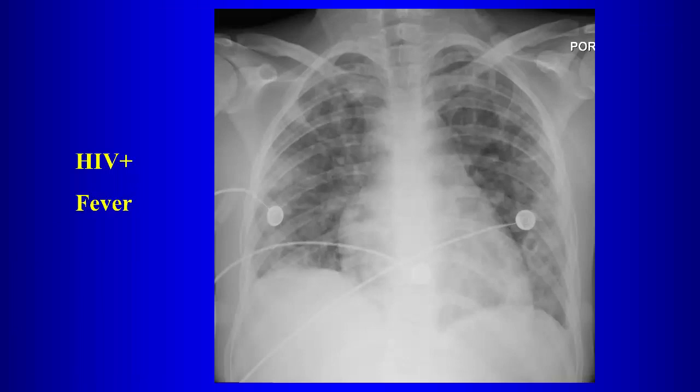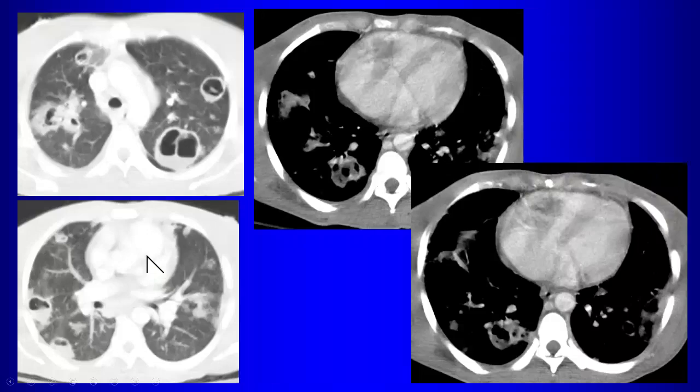Is there anything here that we would want to discuss? Looks like there's cavitary. Where? Yeah, so over here, maybe here, possibly also over here, right? So what are you thinking about? Septic emboli, TB, necrotizing pneumonias, right? All of that is in the differential. And here is the CT scan on this patient. So what does it show?